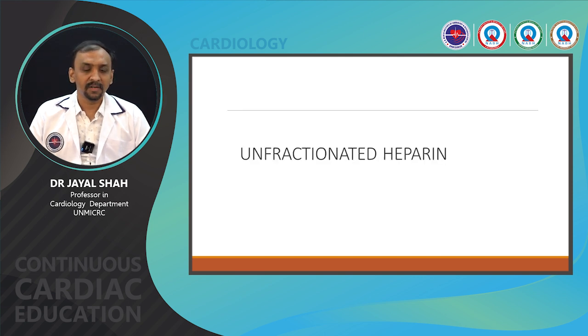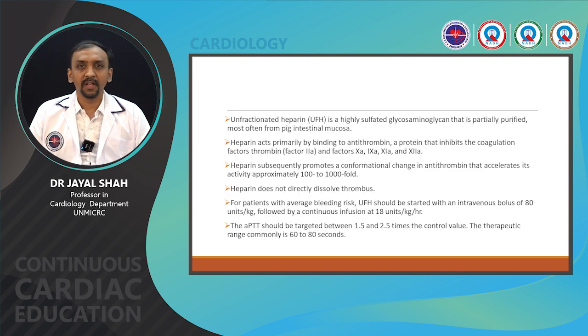Regarding parenteral anticoagulation, the role of unfractionated heparin: unfractionated heparin is a highly sulfated glycosaminoglycan that is partially purified, most often from pig intestinal mucosa, and acts primarily by binding to antithrombin, a protein that inhibits the coagulation factors, chiefly IIa, X, IX, XI, and XII. Heparin promotes a conformational change in antithrombin, which accelerates its activity manifold. It does not directly dissolve the thrombus.